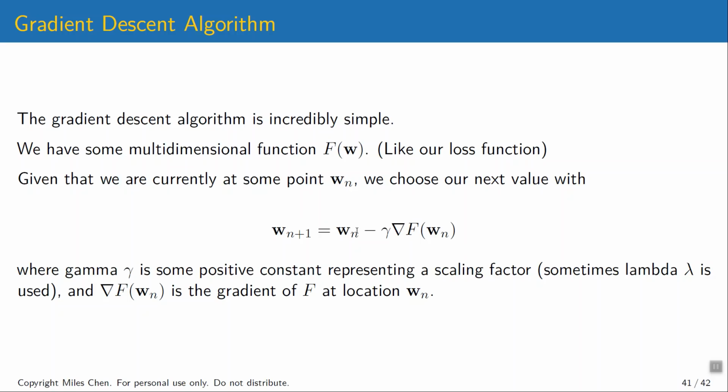So you just ask, where are you? Where's the gradient? Take a step in that direction, or rather take a step in the opposite direction. The gradient points uphill, so just move in the opposite direction and you go downhill. So this is pretty much what it looks like. Sometimes lambda is used instead of gamma, or some other letter. They often show up all over the place.